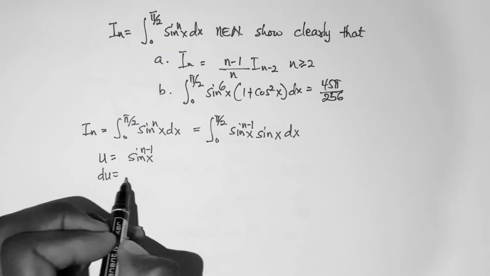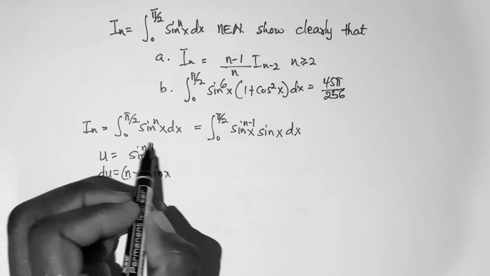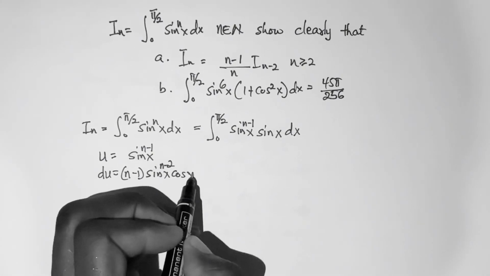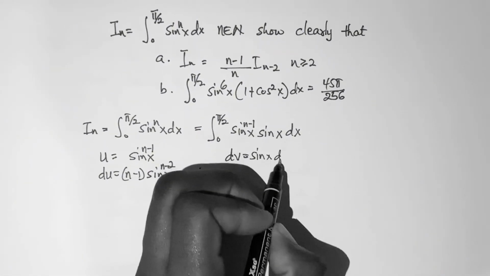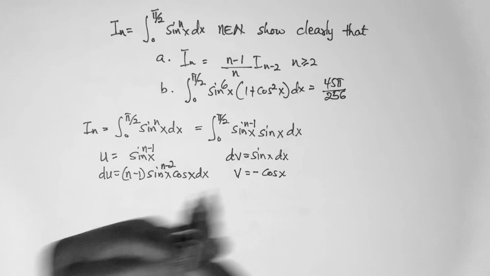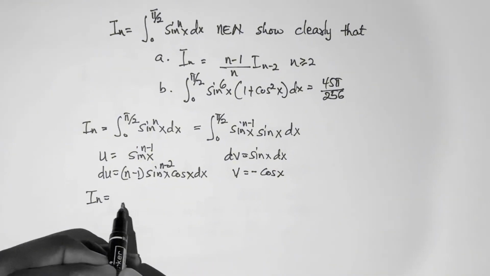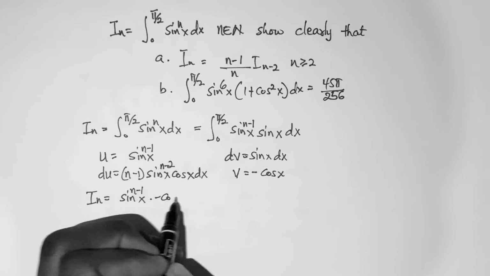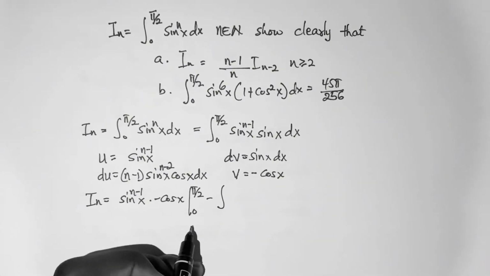So du is equal to, bring n minus 1 down and multiply by sine x exponent, now n minus 1 becomes n minus 2. If you differentiate sine x, you get cos x dx. And then our dv is equal to sine x dx. So v is equal to, if you integrate sine x, you get minus cos x. So I of n becomes u v, u is sine x exponent n minus 1, times v, which is minus cos x, evaluated at 0 and then pi over 2, minus the integral of v du.